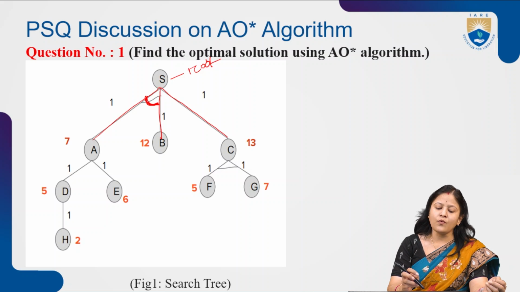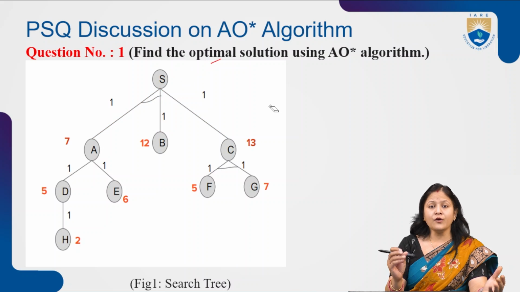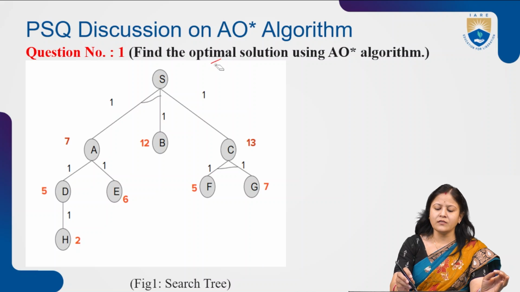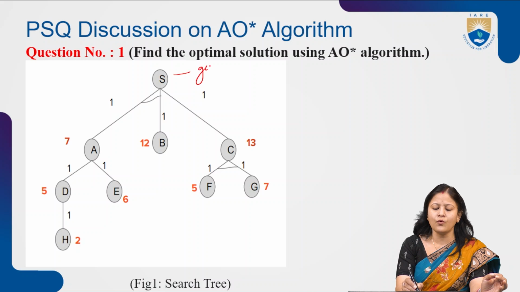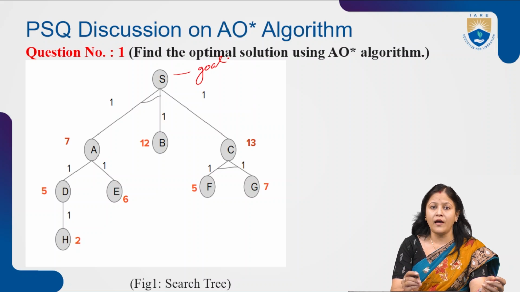As A-star provides more than one solution, from those possible solutions we can find the optimal one. One important thing in the A-star algorithm: in this tree, the values given in red are for the nodes S, A, B, C, D, E, F, G and H. S is the goal node here. We have to achieve S, and for every edge the value is given as 1. That is nothing but the actual distance from the goal node to the current node.